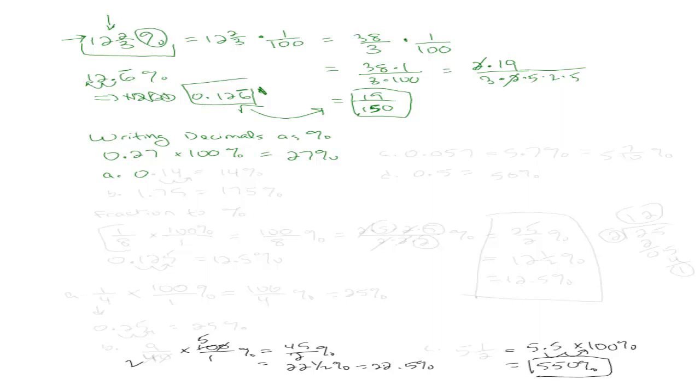So if I want to convert 0.14 to a percent, how would I do that? Just move it to the right. So it's 14%. All I did was I moved it to the right twice because that's the same thing. It's multiplying times 100.